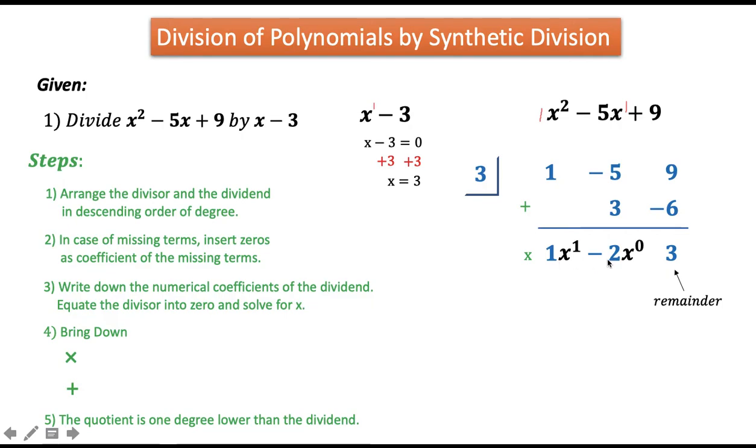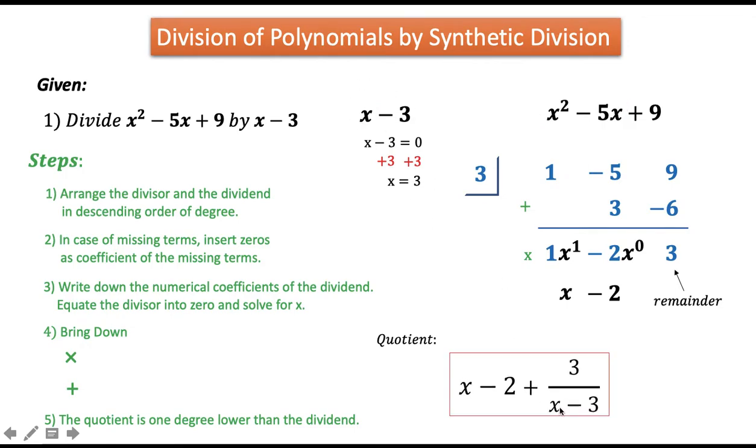And we're going to simplify our quotient. So 1 times x raised to 1, that is simply x. X raised to 0 is 1. 1 times negative 2 is negative 2. So x minus 2 is our quotient. Then we will just add the remainder. Since that is positive 3, so positive 3 over the divisor x minus 3. And this will be our answer: x minus 2 plus 3 over x minus 3.